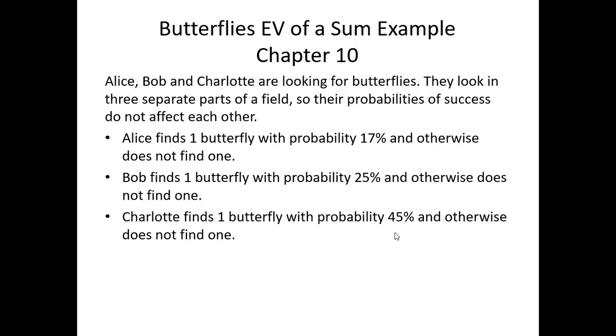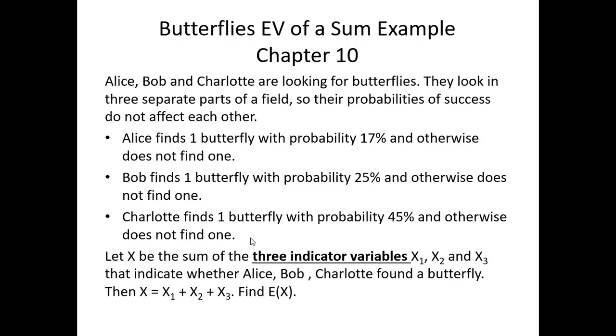Let's say Alice finds 1 butterfly with probability 17% and otherwise 0 butterflies. Bob finds 1 with probability 25%, otherwise does not find one. And Charlotte finds one butterfly with probability 45%, otherwise does not find one.